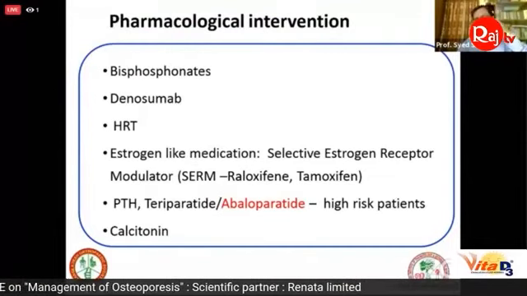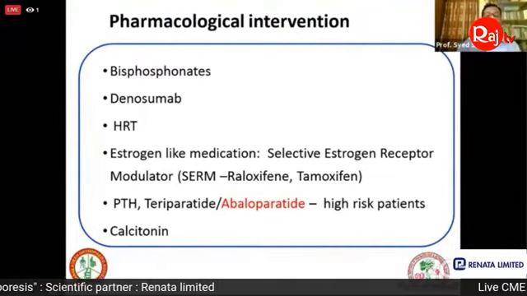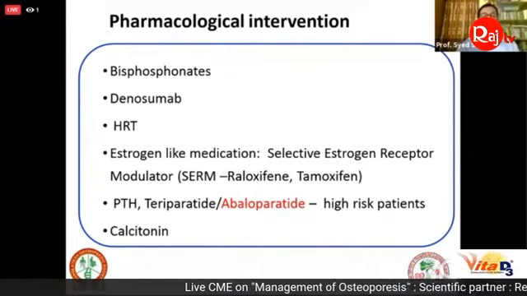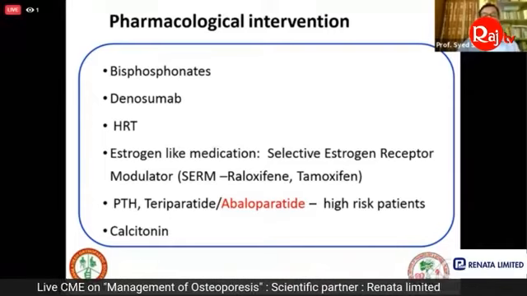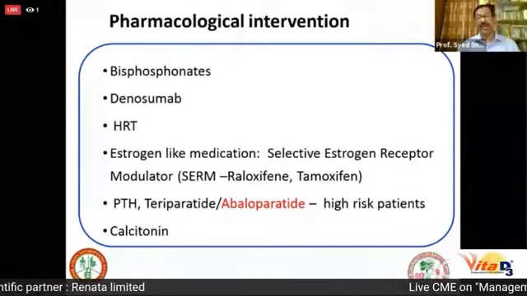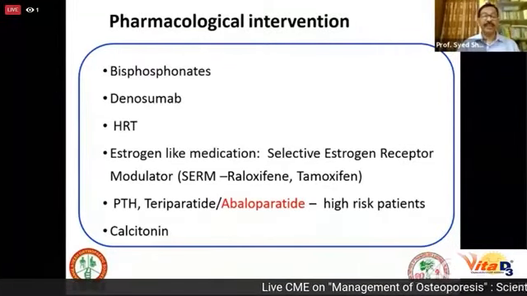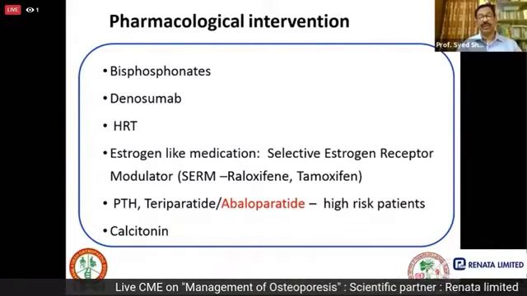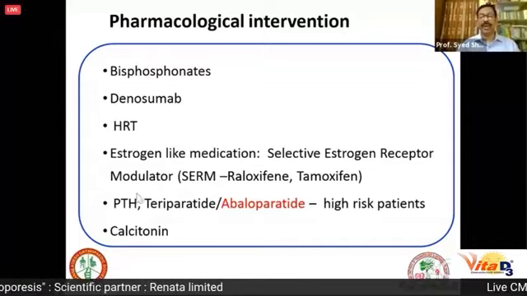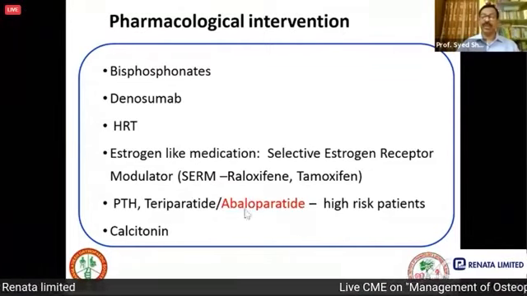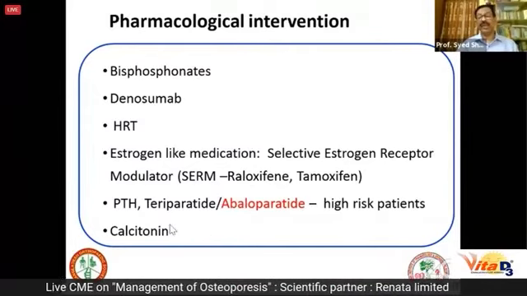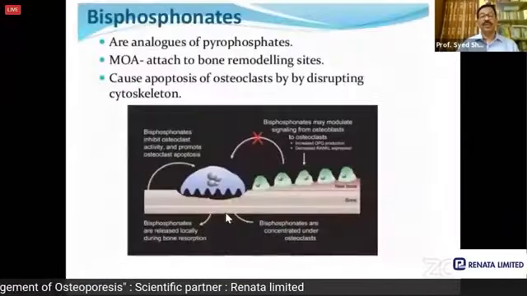What are the pharmacological agents available in our country that we can use? Bisphosphonate, one of the gold standard treatments, and denosumab, hormone replacement therapy, estrogen-like agents such as selective estrogen receptor modulators like raloxifene and tamoxifen, and parathyroid hormone analogs like teriparatide, which I will discuss later, and abaloparatide, which is not yet approved by the FDA for high risk patients, and calcitonin. These are the drugs we use.